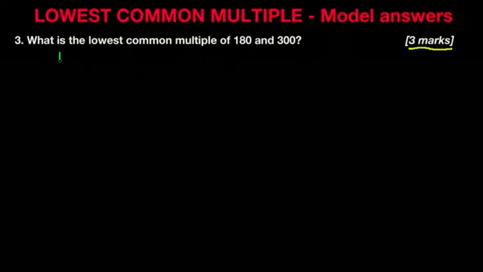So they're nice round numbers. So let's write down 180 here. And what we're going to do is we're going to keep adding 180 for the next few numbers. So 180 times 2 is 360.